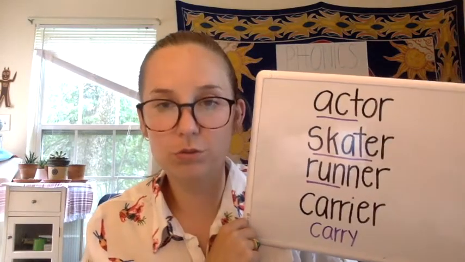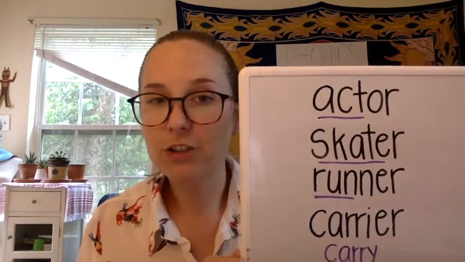So those are our rules, and these words are going to serve as headings for a sort that I'm going to send to you guys. Actor, skater, runner, and carrier will be the headings of the sort. Then I'm going to give you a list of other words, and you're going to have to figure out, based on the rules we just talked about, what column they fit under, okay? It's a little confusing, but if you have questions, remember, we can always talk about it during office hours.